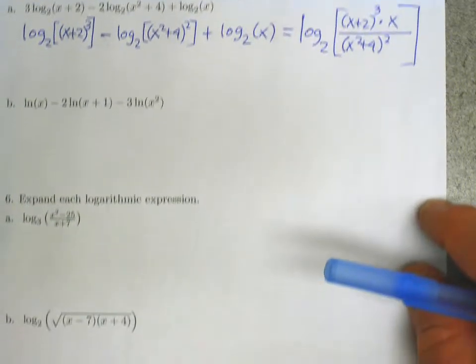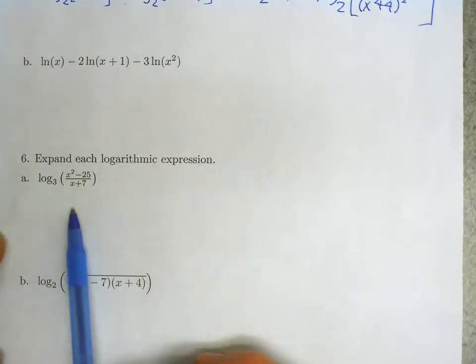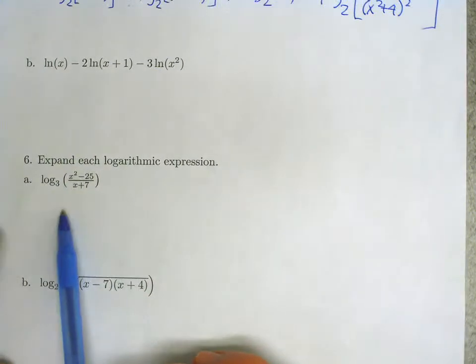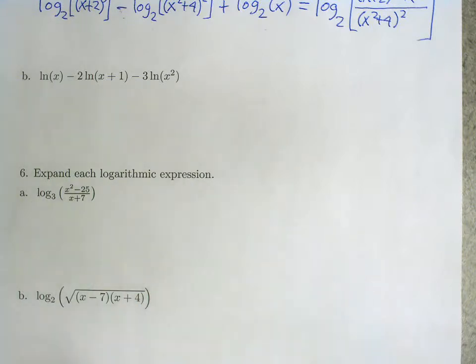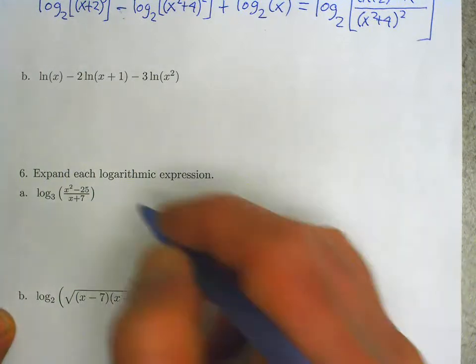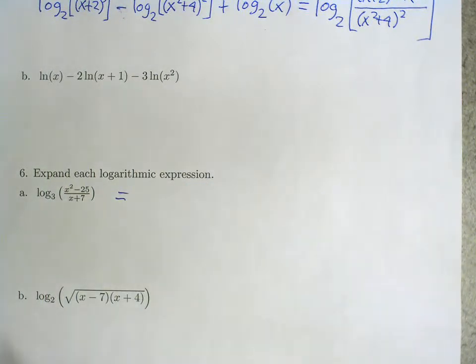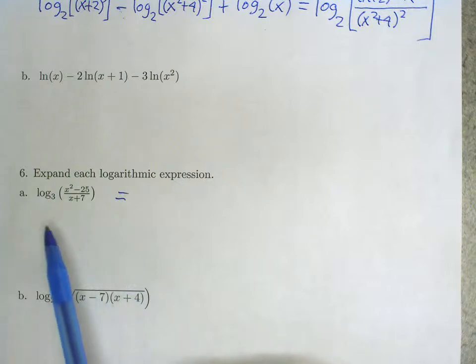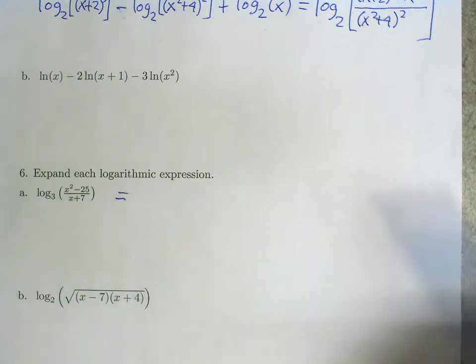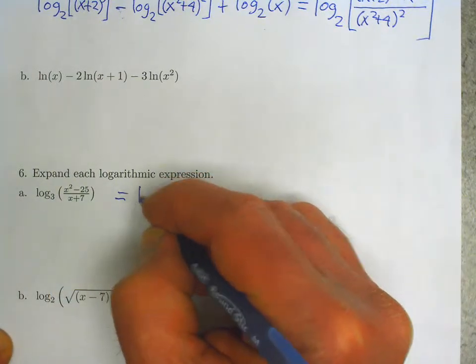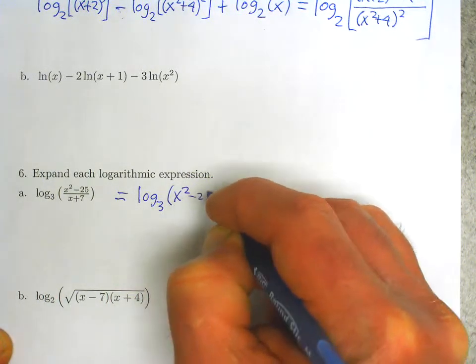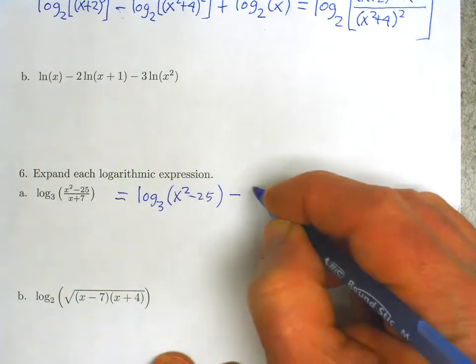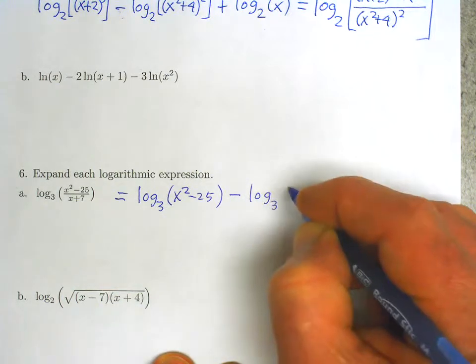Okay, we'll move down here to problem number 6, where we do the opposite thing. Here we're starting with a base 3 logarithm with a coefficient of 1, and we want to expand it as much as possible. So since we have log base 3 of a quotient, log base 3 of x squared minus 25 over x plus 7, we can write this as log base 3 of x squared minus 25 minus log base 3 of x plus 7.